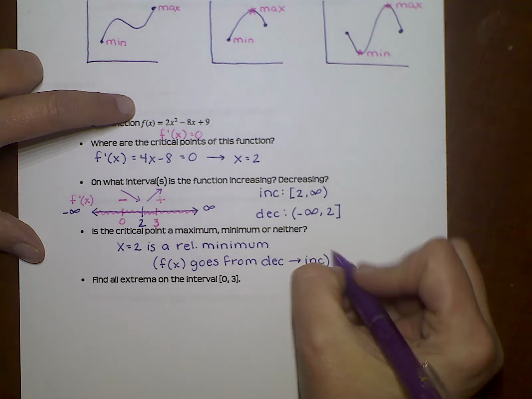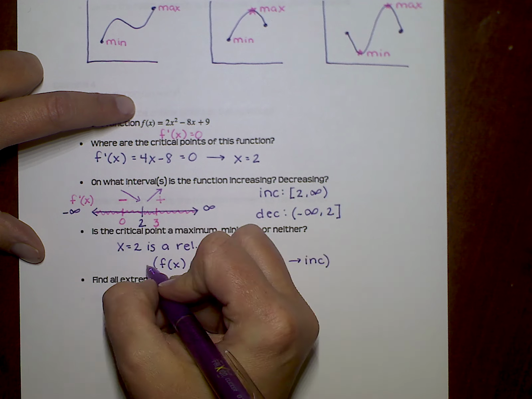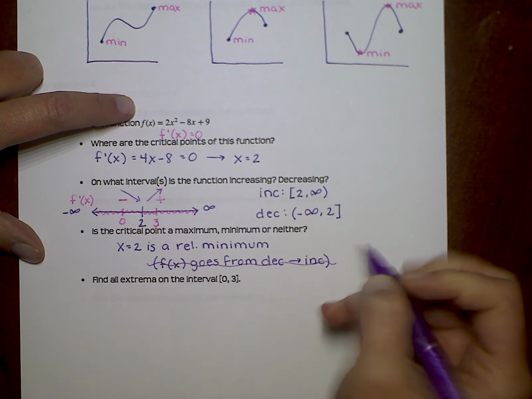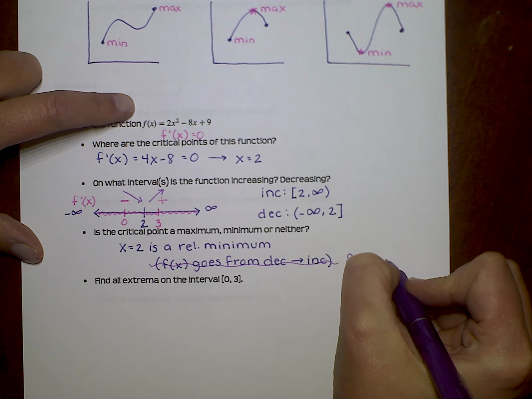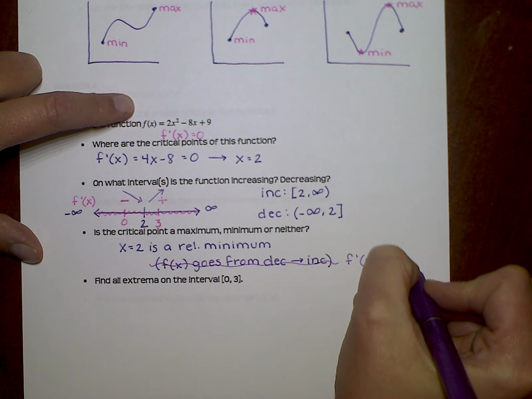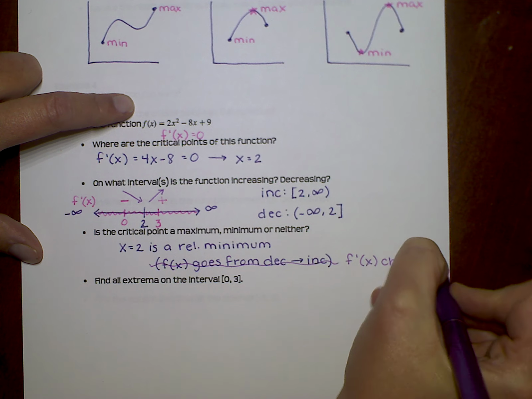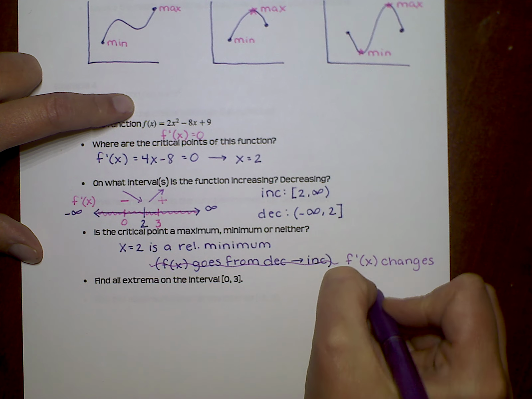So what you might also see as an explanation, and what might actually be a better explanation, would be that the derivative changes from negative to positive.